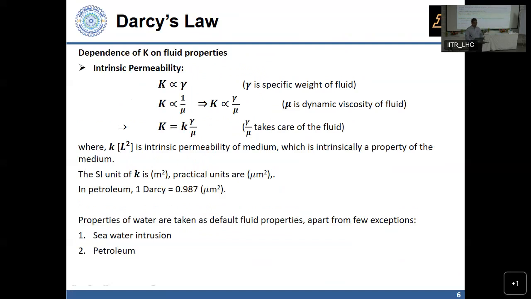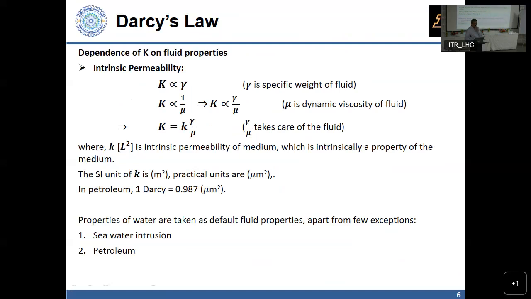So what we typically call hydraulic conductivity K is small k, which is the intrinsic permeability of the medium. So this is a property of the medium. It basically depends on the nature of the pore spaces, the nature of the soil, and so on. Whereas fluid properties are essentially encapsulated by gamma over mu, specific weight over viscosity. And this product is what we call hydraulic conductivity.